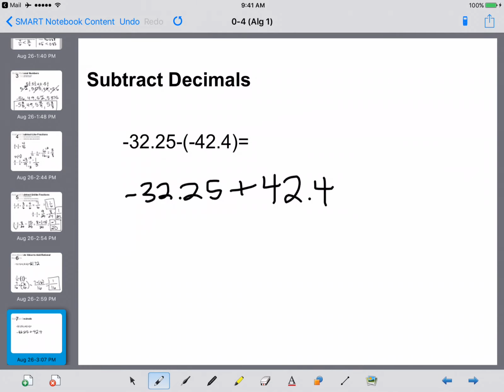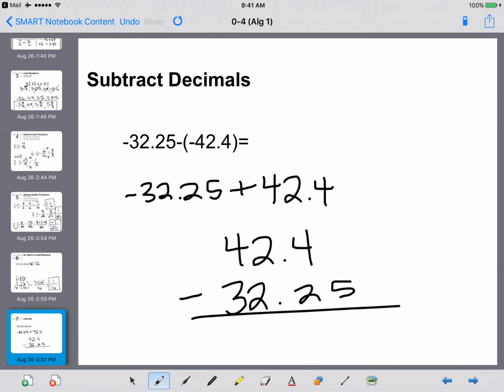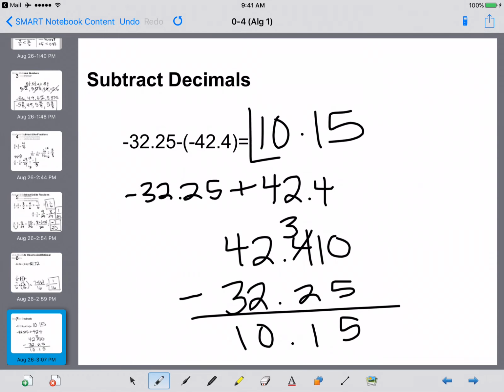Then same drill we've been doing. 42.4, negative 32.25. The 42.4 has a greater absolute value, so that's going to stick. Then we just take 42.4, the one with the greater absolute value, minus the one with the smaller absolute value. When I subtract here, this is 0. I'm going to borrow 5, 1, 0, 1. So 10.15 is the answer there.